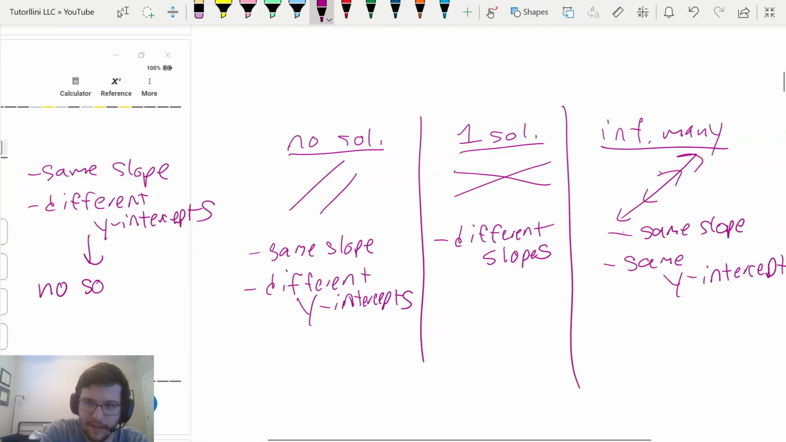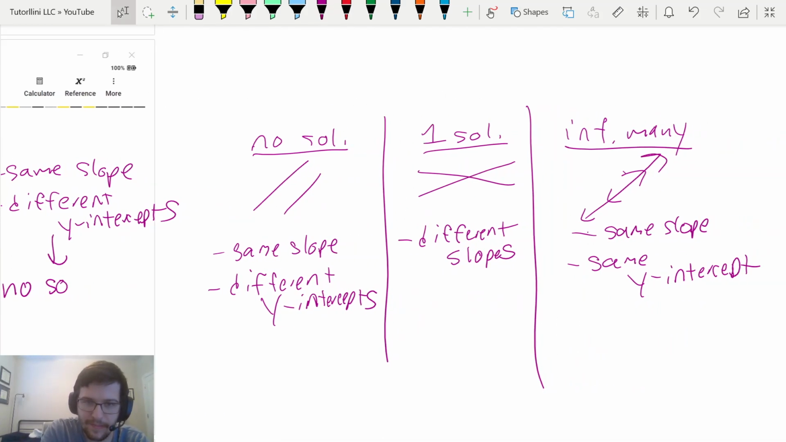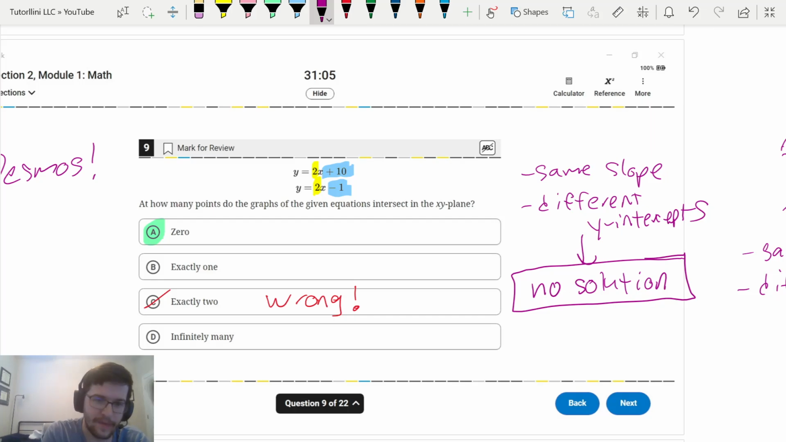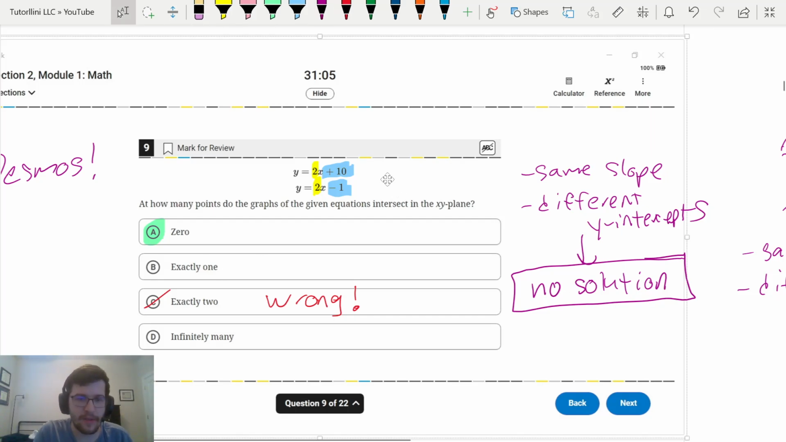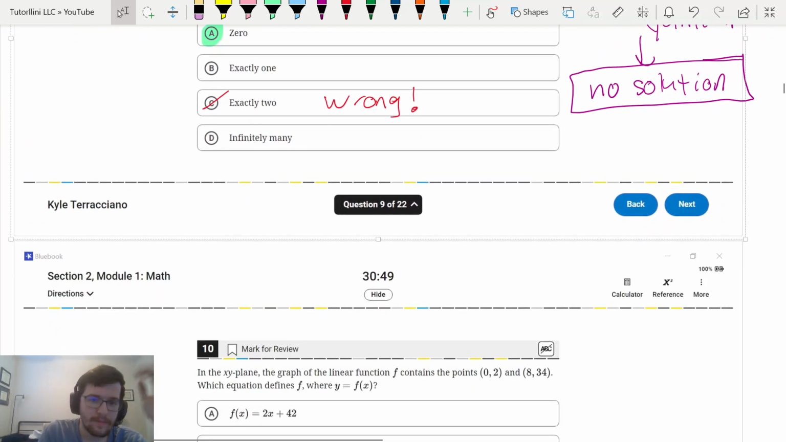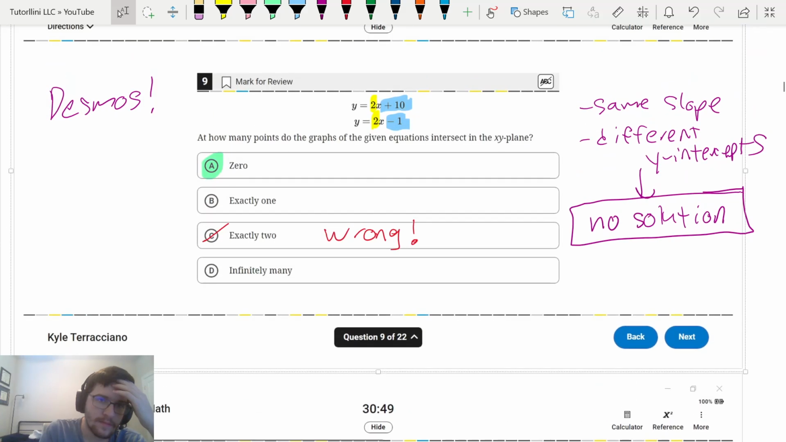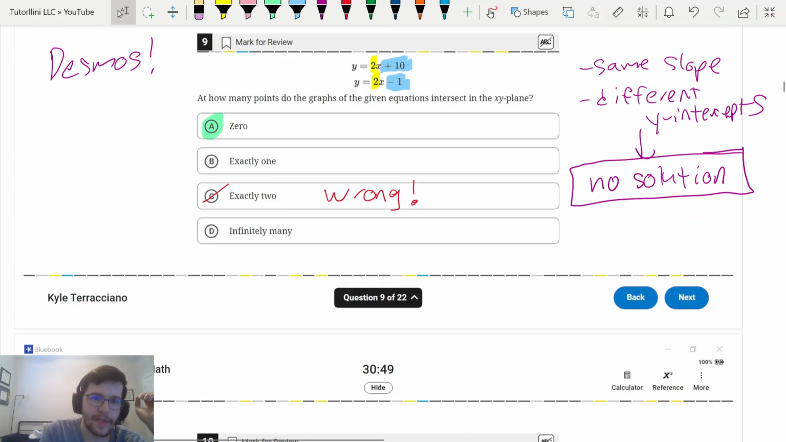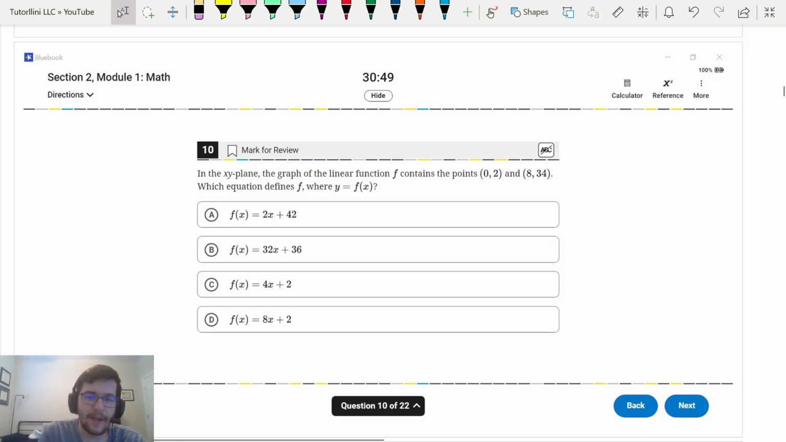So again, I highly recommend you pause this video and write this down. So this means there's no solution or no points of intersection. So another way to say no points of intersection is 0 points of intersection. So that's how you would do it by hand. Again, I think Desmos again just makes this question a lot easier. All right, let's keep going. And the answer was A, right? Yep. All right, let's do 10.